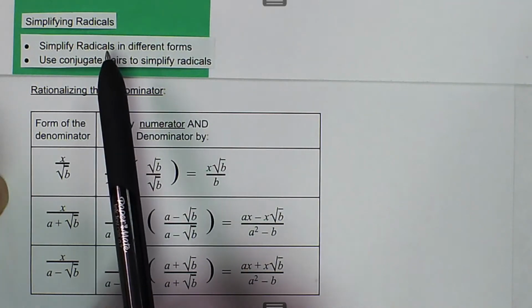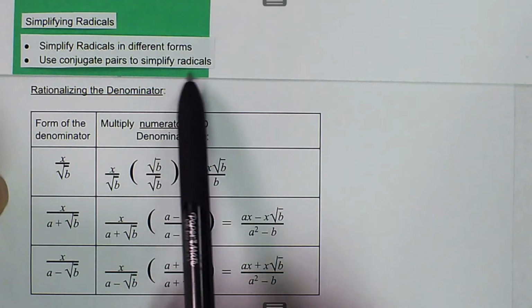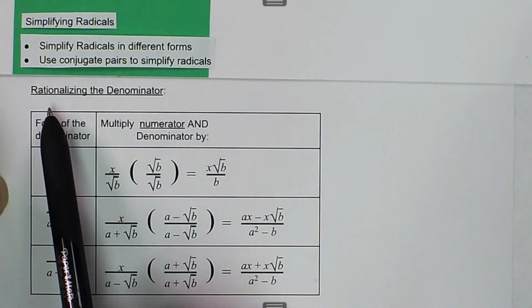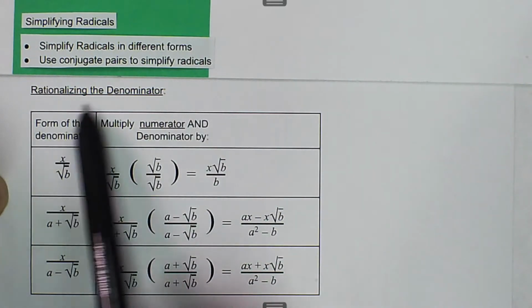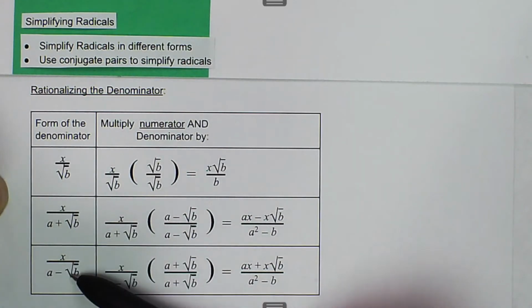We are talking about simplifying radicals. We want to simplify radicals in different forms and use conjugate pairs to simplify radicals. One of the processes we have to do is rationalize the denominator. So we don't like having the square root in the denominator like we have in these three examples.